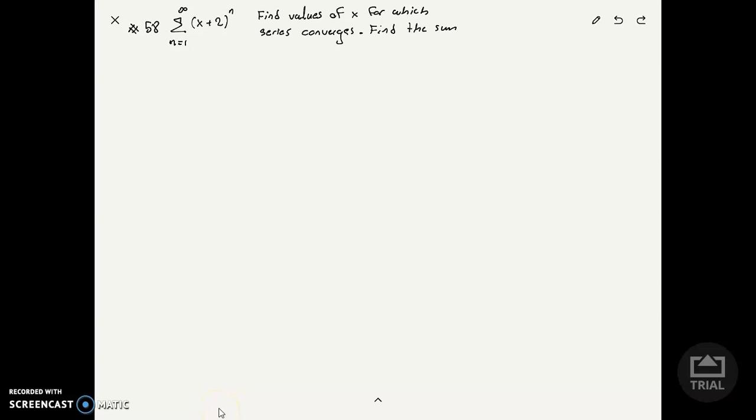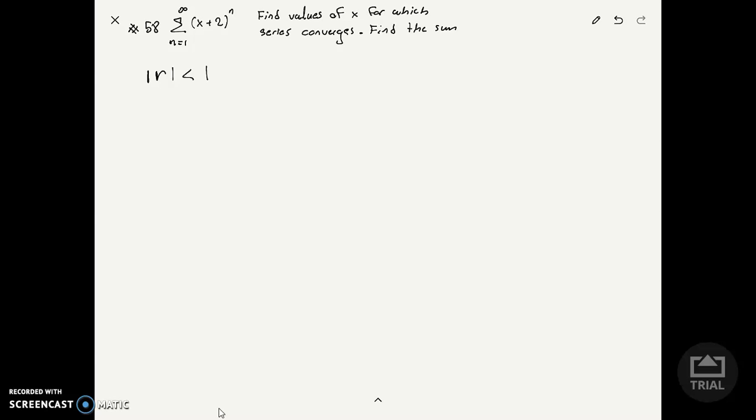Alright, so number 58 in 11.2 is asking to find the values of x for which this series converges, and then find the sum of those corresponding series for the converging values. So, to do this, this is a geometric series, or the form of a geometric series. And we know that for a geometric series to converge, the ratio between the terms has to be strictly less than 1.